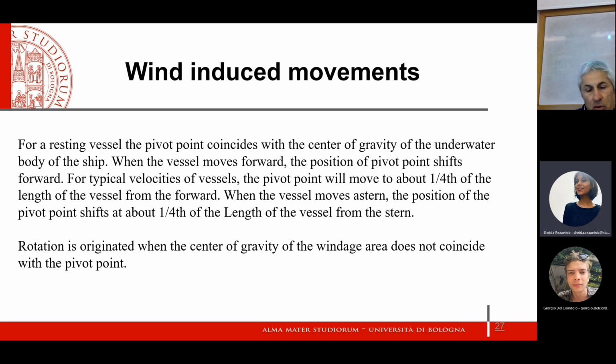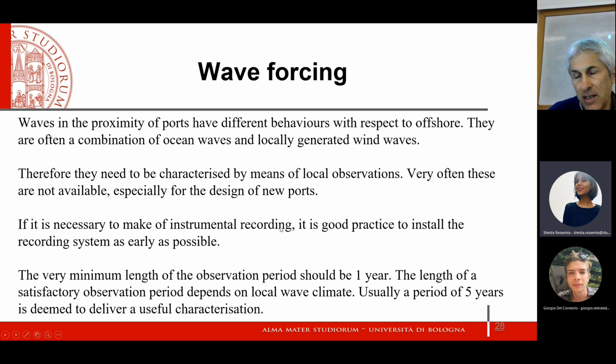So rotation originates when the center of gravity of the windage area, which is the part of the ship that is above water, is not located in the same horizontal position as the pivot point. Of course they are in different vertical positions, but if they are on the same vertical, there is no rotation. Instead, if the pressure of wind is eccentric with respect to the pressure of water, you get rotation.